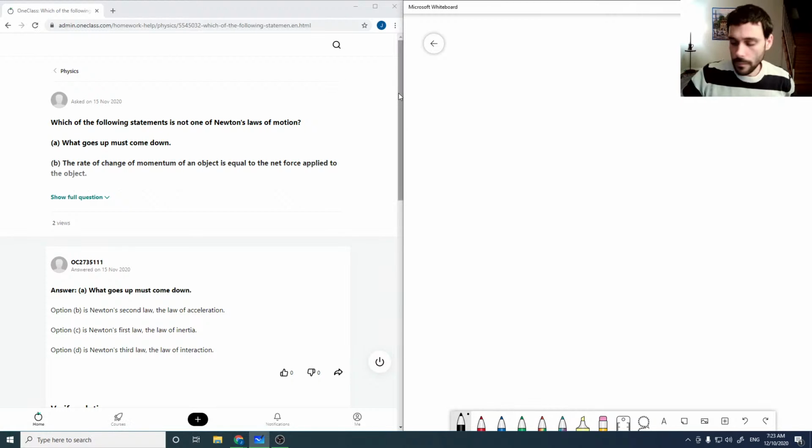And so this one is just an understanding-based question. Which of the following is not one of Newton's laws of motion? So I'm just going to write out a bit the different ones, especially the ones we can't see. So there's what goes up must come down, which we can see.